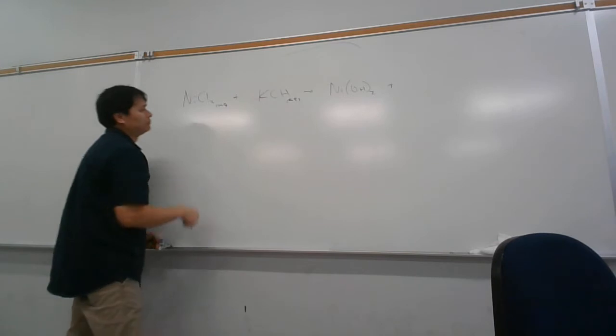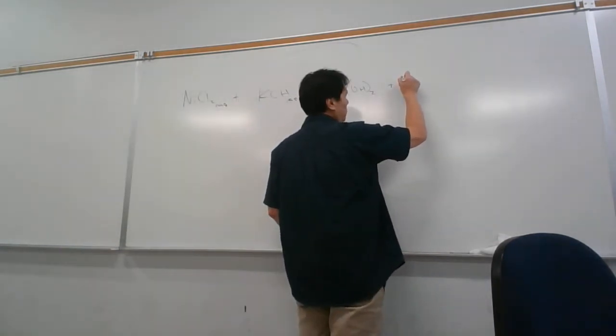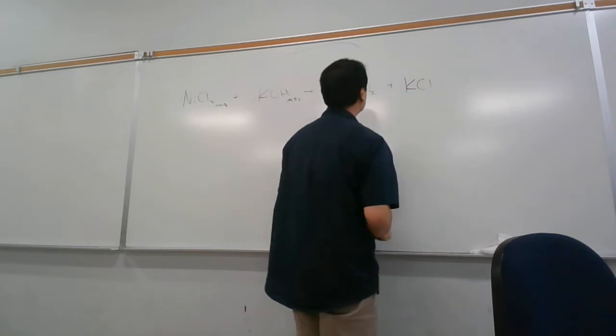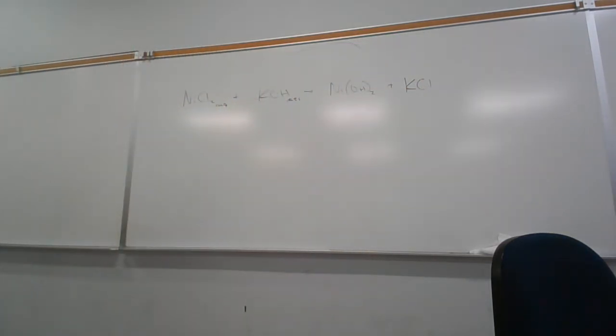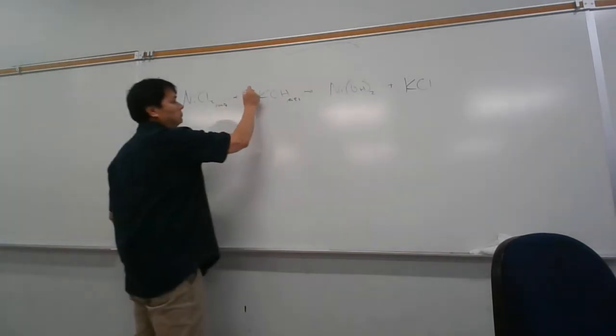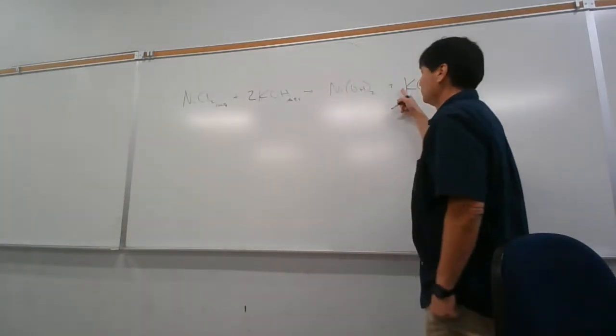Potassium with chloride? Just KCl. You would balance it by adding a 2 to the potassium hydroxide and a 2 to the potassium chloride. 2, yeah.